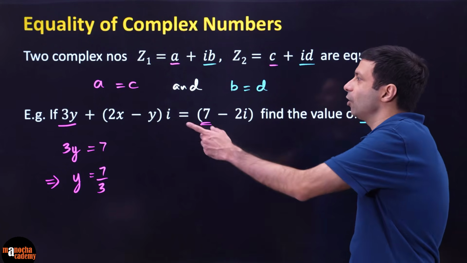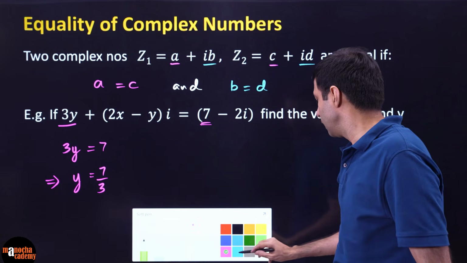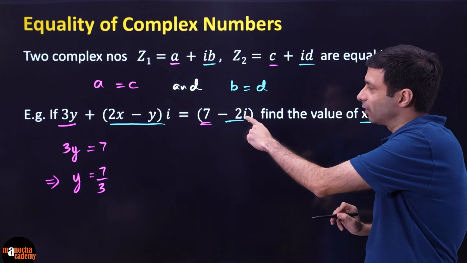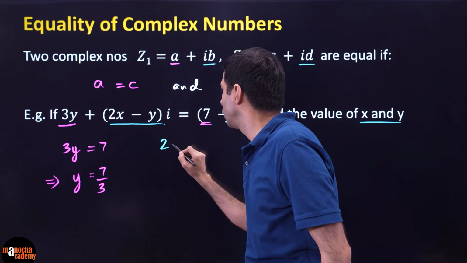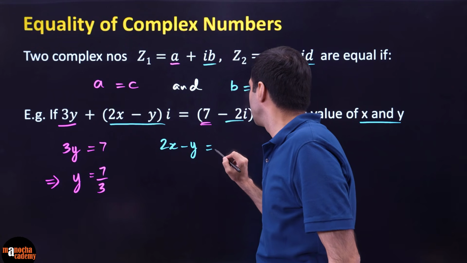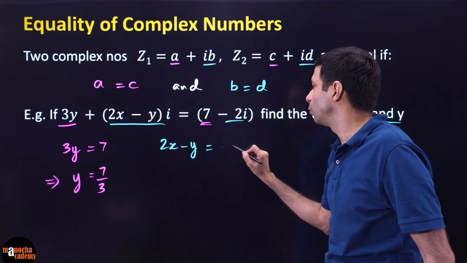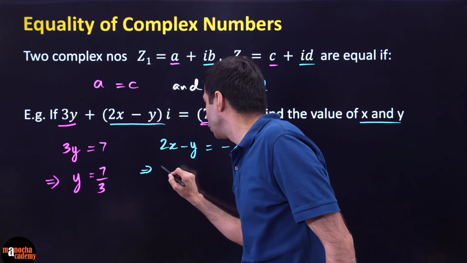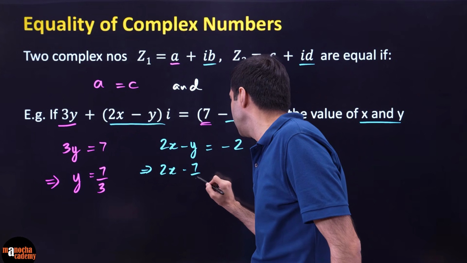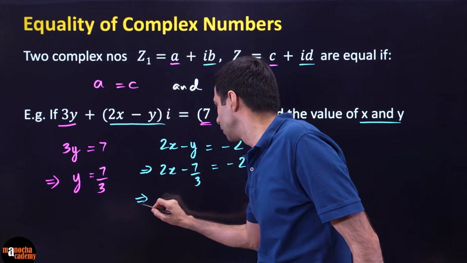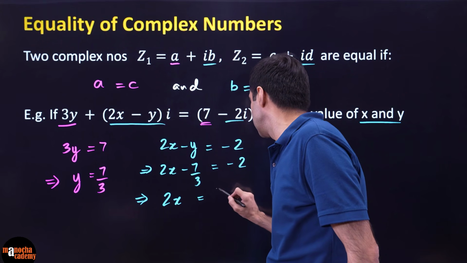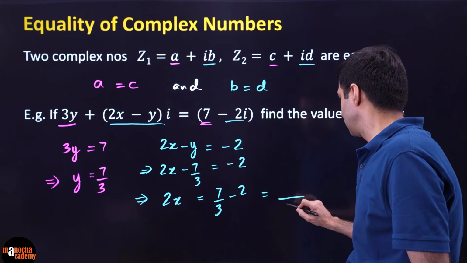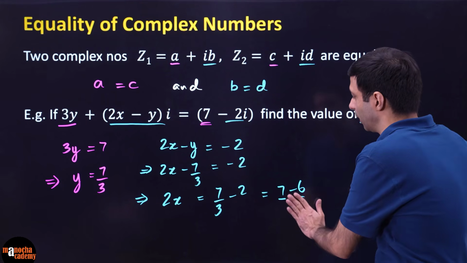So simple. Now let's equate the imaginary parts. What are the imaginary parts? (2x minus y) times iota, and here there is minus 2 iota. Look at the sign carefully. So I need to equate 2x minus y equal to not 2, but minus 2. y we've already found, so we can substitute it here and calculate x. So 2x minus 7 by 3 equal to minus 2. So 2x will be equal to 7 by 3 minus 2. If you take the LCM, you will get 7 minus 6, so that will basically give me 1 by 3 over here.